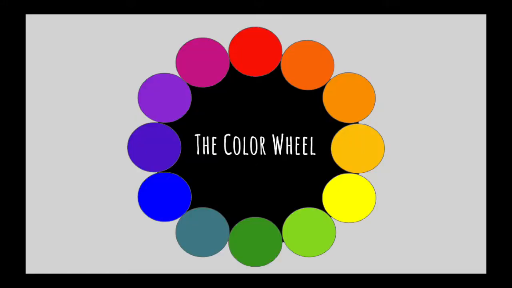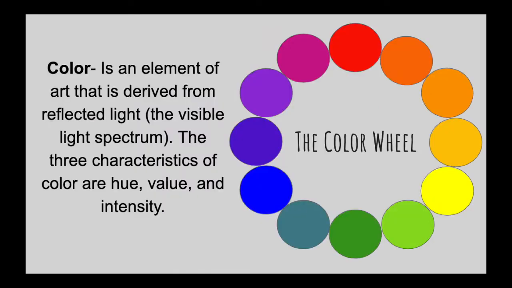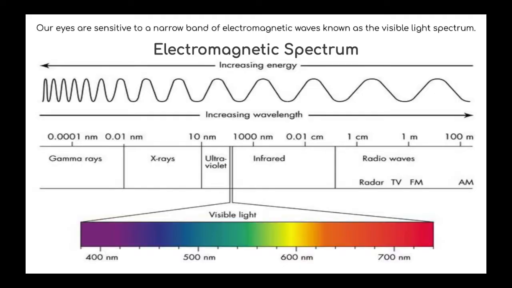Today we are going to look at color theory and how the color wheel helps us understand it. Color is the element of art that is derived from reflective light spectrum. The three characteristics of color are hue, value, and intensity. As you can see here, our eyes are sensitive to a narrow band of electromagnetic waves known as the visible light spectrum. This spectrum ranges from gamma rays all the way to AM radio waves.